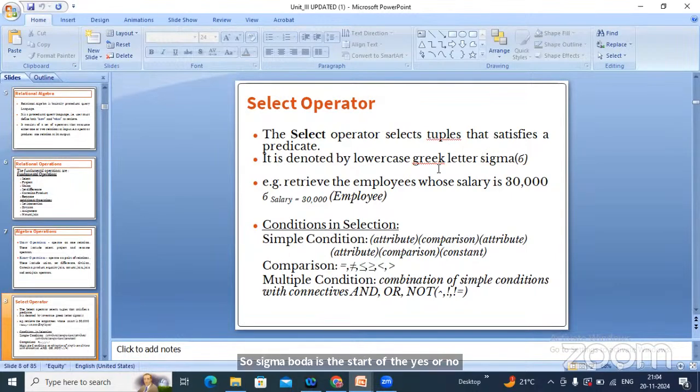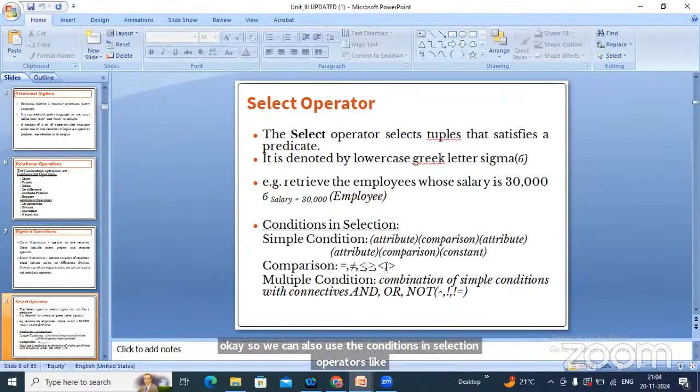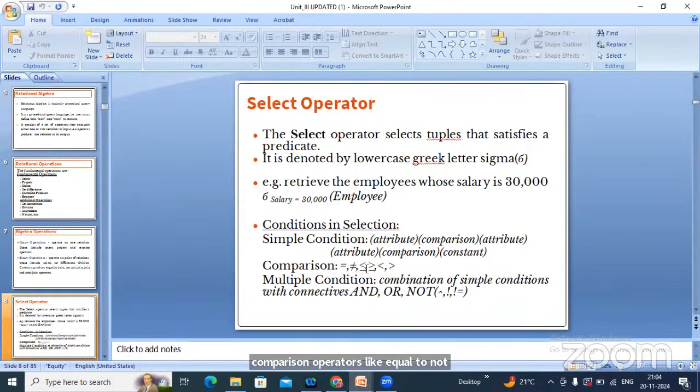Next, coming to syntax, how do you need to write the syntax? Sigma, condition, and relation name. We can also use conditions in selection operators, like comparison operators: equal to, not equal to, greater than or equal to, less than or equal to, and multiple conditions with connectives and, or, not. All those you can use in the select operator. The select operator is represented with the letter sigma.